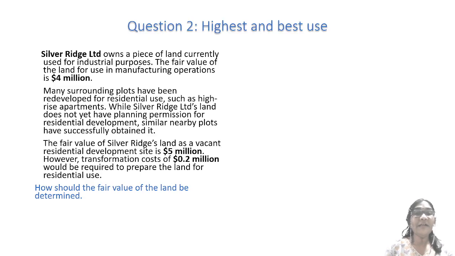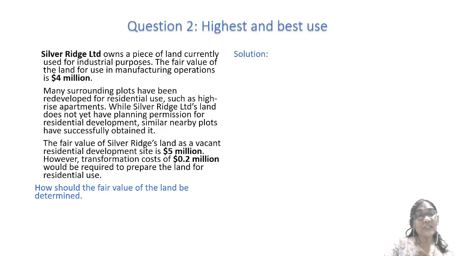Fair value of Silver Ridge land as a vacant residential development site is 5 million. However, the transformation cost is 0.2 million. How would the fair value of the land be determined? So please understand the situation. If you use the land for manufacturing operations, the value is 4 million. But if you convert it into residential, taking the required permissions, the value would go to 5 million.